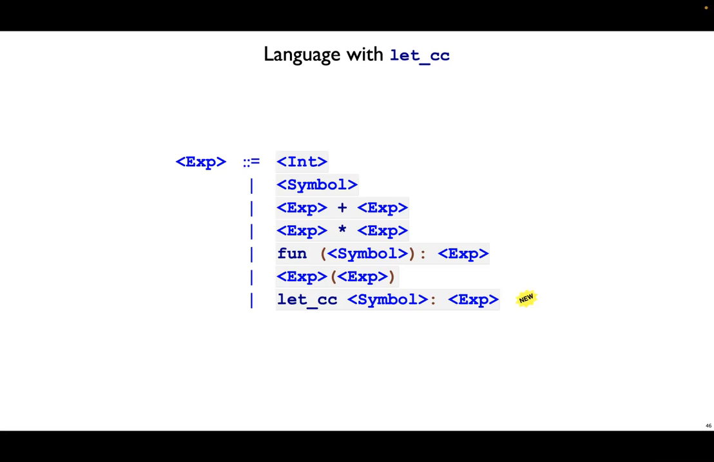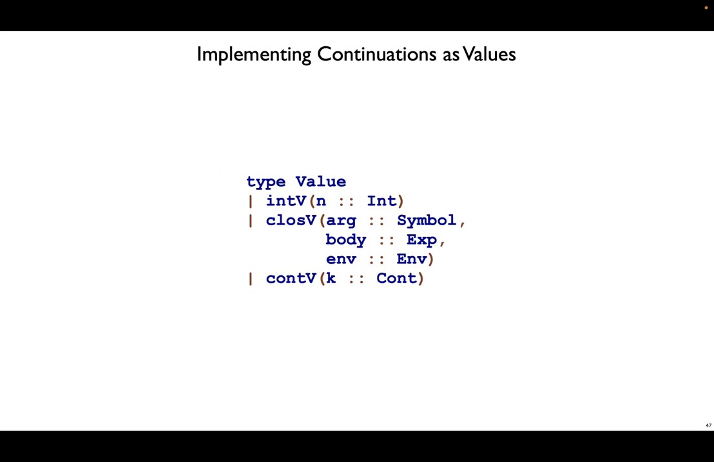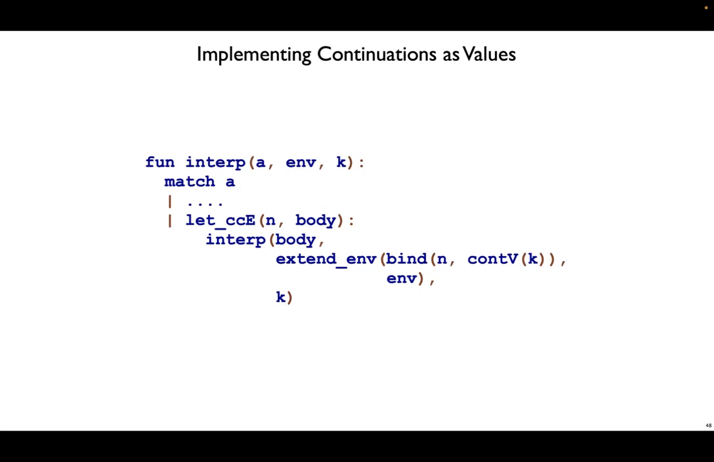In order to add let CC to Mo, we'll need a new kind of expression, let CC, which takes a symbol and an expression body. We also need to update values to have a new continuation value, cont_v, so that when we interpret a let CC, we can bind a symbol to a continuation inside the environment. We can see that binding in action over here inside the interpreter.